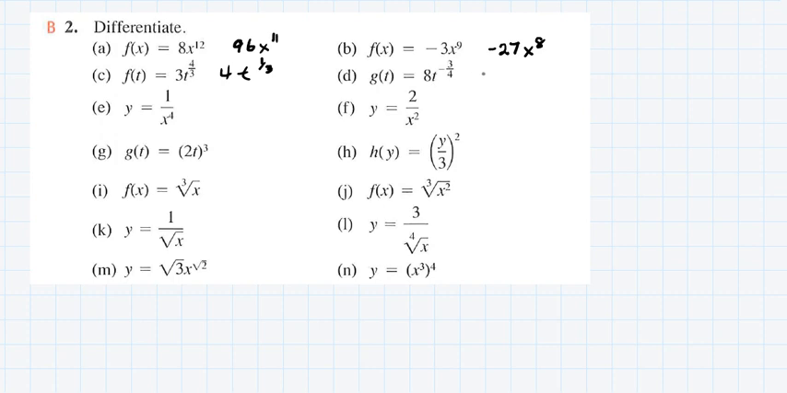What's negative 3/4 times 8? So this is what? Negative 6. Okay. 8 over 4 is 2. Negative 3 times 2, negative 6. t to the power of, what's negative 3/4 minus 1? Well, 1 is 4 over 4, right? So what's that? Negative 7 over 4. So that's negative 6t to the power of negative 7 over 4.